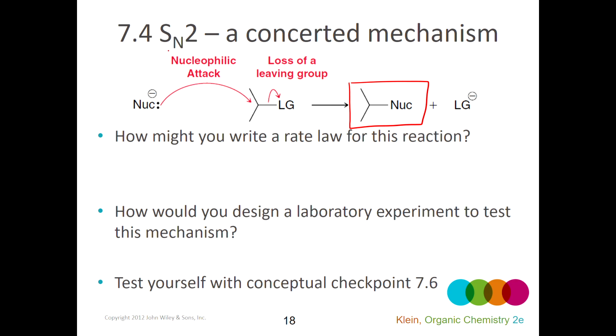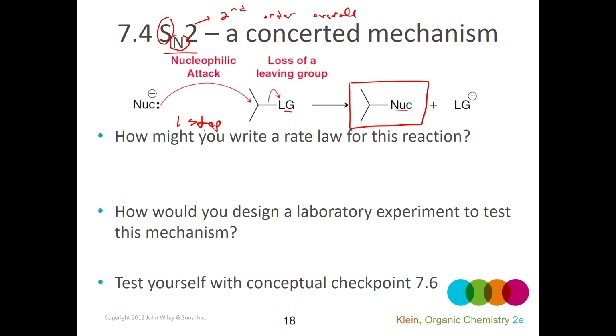So this is called an SN2. It's a substitution reaction. I'm substituting the leaving group for a nucleophile. It's nucleophilic, meaning there's a nucleophilic attack occurring. And the 2 here refers to the fact that it's second order overall. It's confusing because this process is occurring in one step.